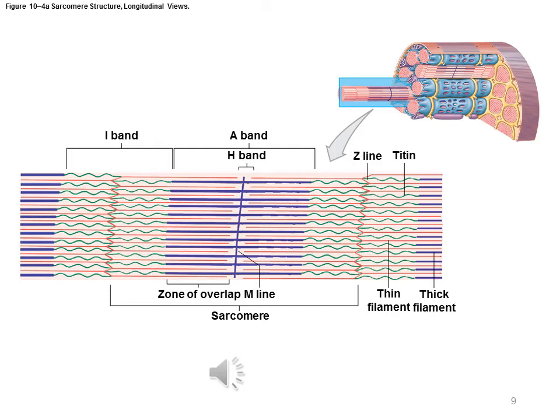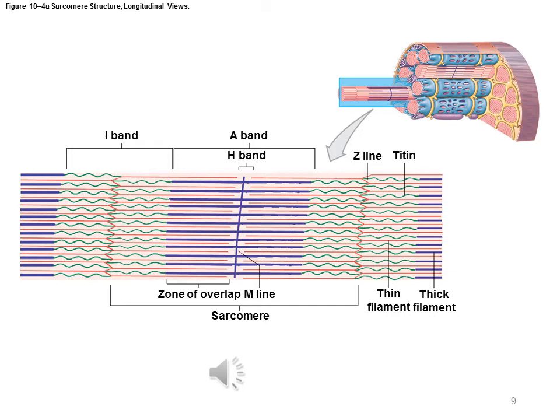If we go outside of the A band, the I band is the light bands, and they're light because they have no thick filaments. So this is only thin filaments. And if you look at the zone of overlap, the zone of overlap is where you have the actin and the myosin overlapping each other. This is a dark region, and this overlap of the filaments is important for contraction purposes.